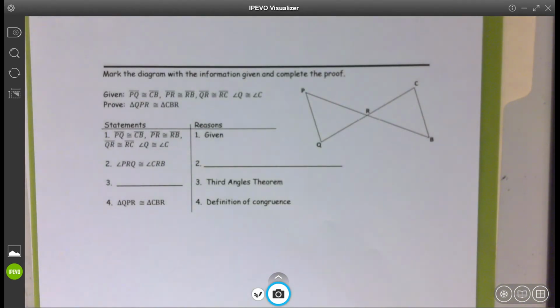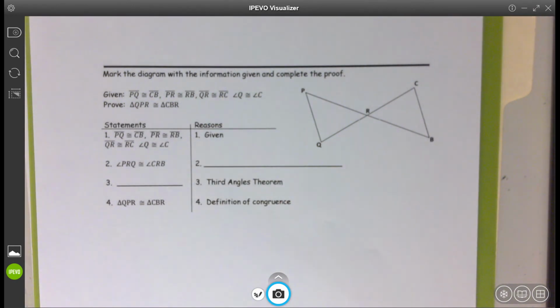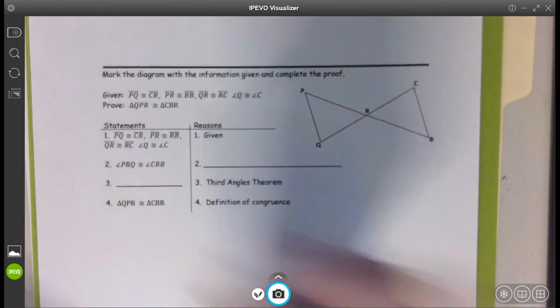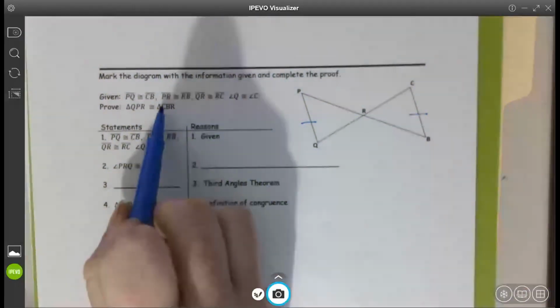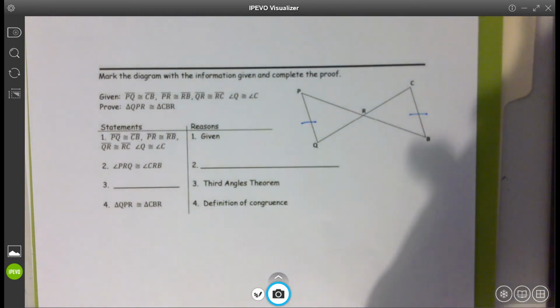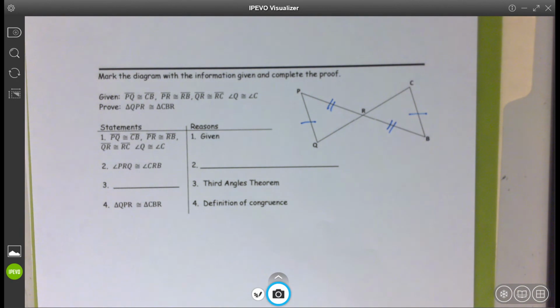All right, so it says mark the diagram with the information given. So before I even look at my proof, I always start my diagram and mark it up as much as possible. I even write down some thoughts of how I got what I marked off. So PQ is congruent to CB. PR is congruent to RB. So PR gets 2, RB gets 2. It's the second set of information, second pair of congruent sides.